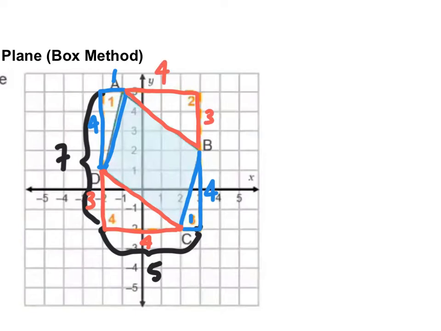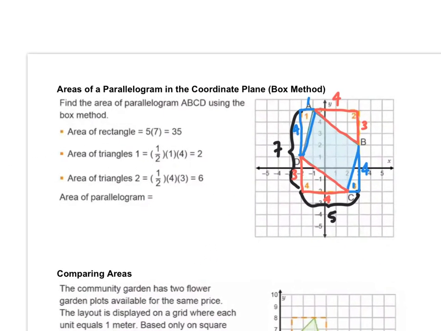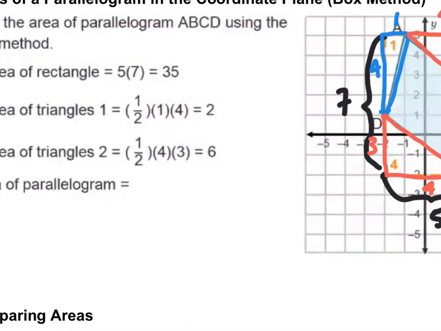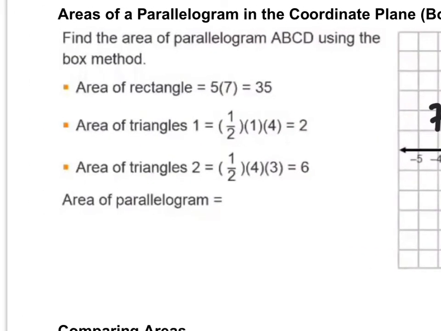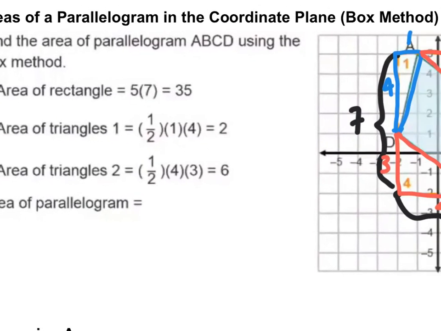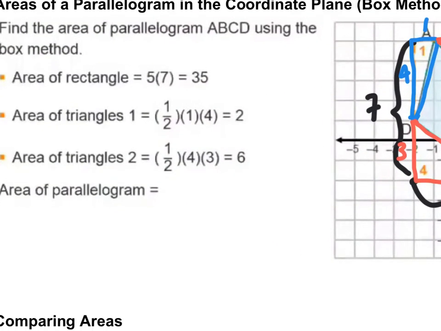Okay, so now here's the thing. The area of triangle 1 is a 1 by 4, so 1/2 times 1 times 4 is equal to 2. And then the area of triangle 2 is 3 times 4 divided by 2, which is going to give me 6. So if we were to find the area of the parallelogram, the thing that you have to realize is that for that triangle, there are 2 of them. Same thing down here, there are 2 triangles here.